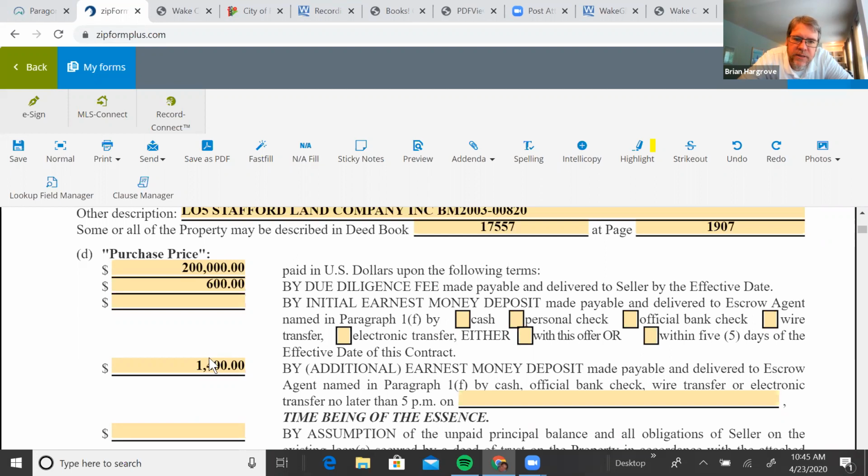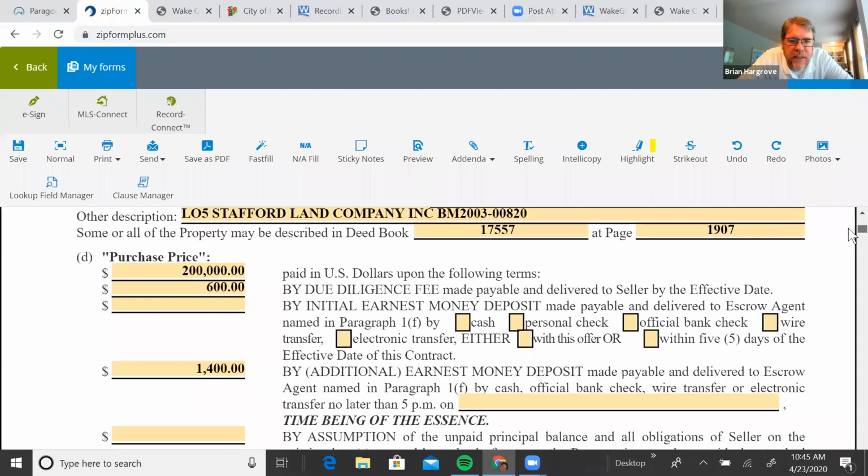So what I tell agents is, in most cases, skip this line and make it additional earnest, and the word additional can be taken out. So by earnest money deposit made later is what this is saying. And what I tell agents is make the earnest money due at the end of the due diligence period, because that's when it's on the line. So why put it into play when it's really protected anyway?